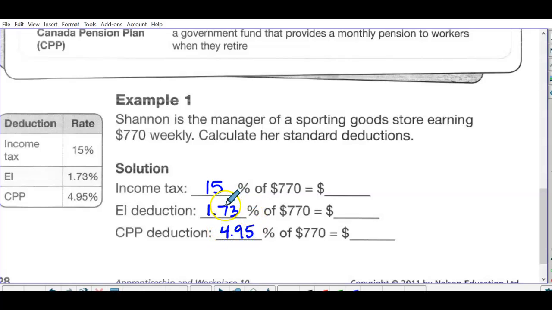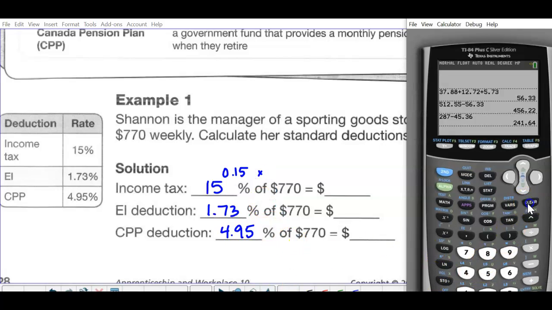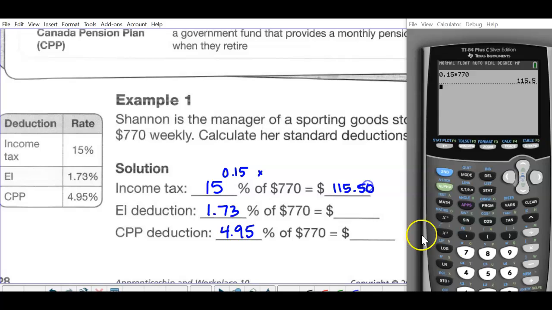Okay, so just be aware of that. These aren't exactly what's calculated right now, but we'll use these in our calculations. So remember, 15% is 0.15, and "of" means multiply. So 0.15 times 770 is $115.50. Then 1.73%, remember, you have to divide that by 100.